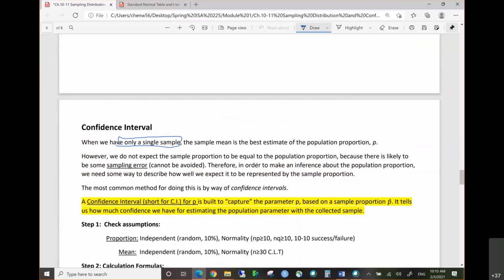Just like the sample proportion will follow a normal distribution with mean equal to the population proportion and standard deviation the square root of PQ over N, right? And the sample mean will follow a normal distribution with the mean of this sampling distribution equal to the population mean, and we have sigma over the square root of N as the standard deviation.